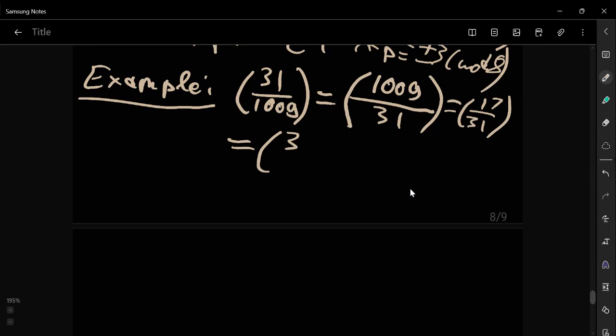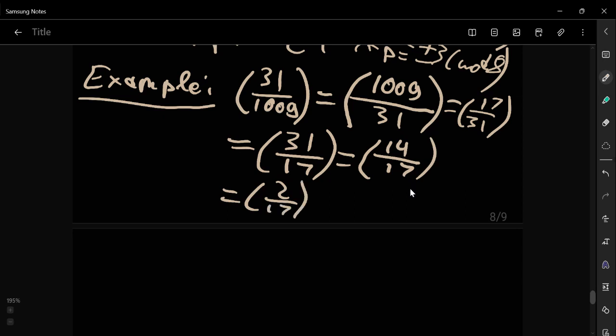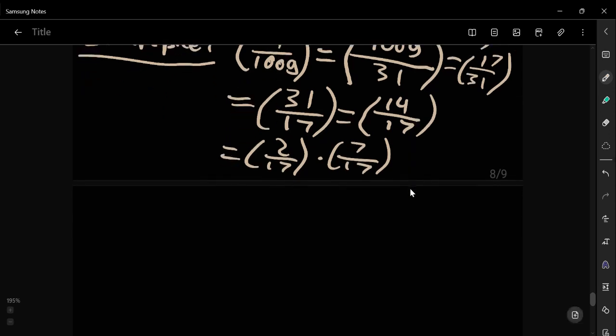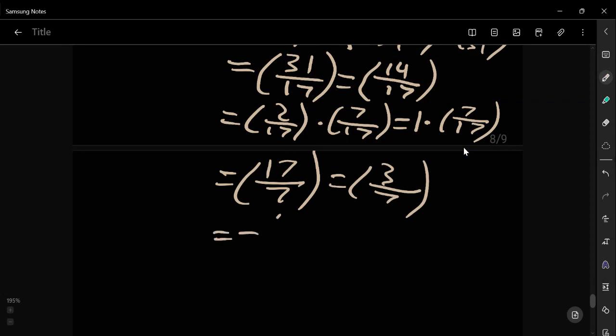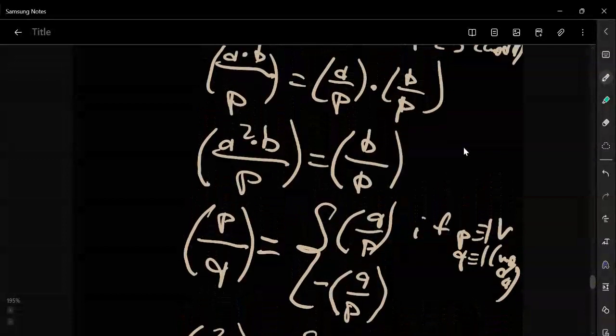And we can swap the numerator and the denominator again, so we get 31 over 17, because 17 is congruent to 1 modulo 4, and now we get 14 over 17, and this is just 2 over 17 times 7 over 17, because of the multiplicativity of the Legendre symbol. 2 over 17 is 1, because 17 is congruent to 1 modulo 8. And 7 over 17 is just going to be 17 over 7, because 17 is congruent to 1 modulo 4. And that is going to be 3 over 7. And that is going to be minus 7 over 3, because 7 and 3 are both congruent to 3 modulo 4. That's because of this property here.